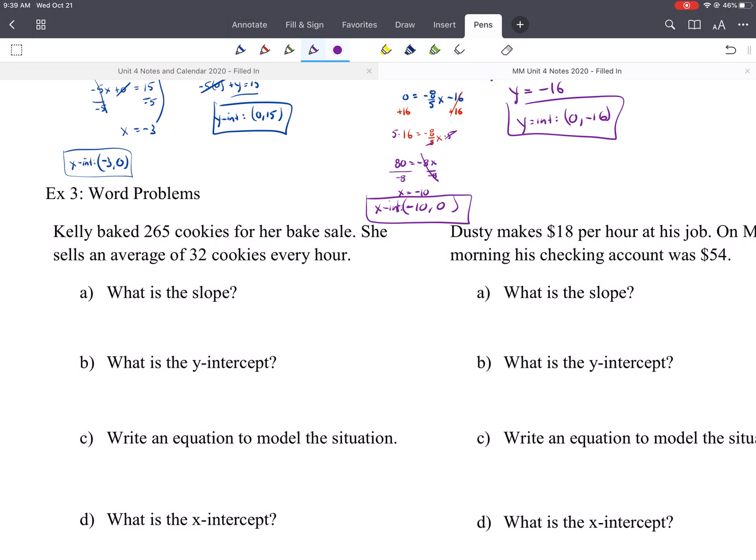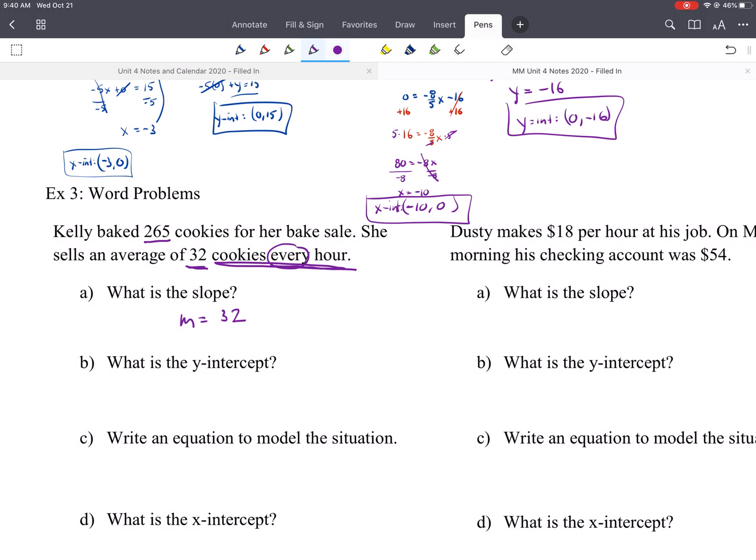So Kaylee baked this many cookies for her bake sale. She sells an average of 32 cookies every hour. Cookies per hour. Okay, so what is the slope? So again, the key here would be every. So the slope here is 32 cookies per hour. What's the y-intercept?